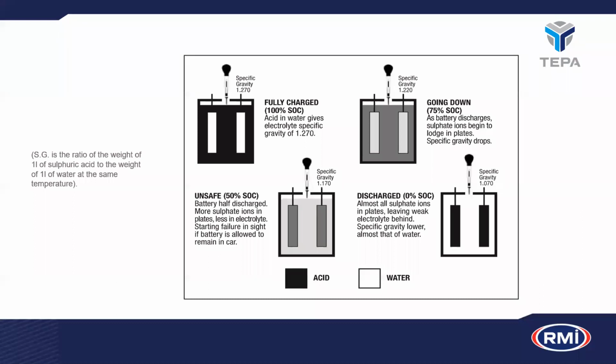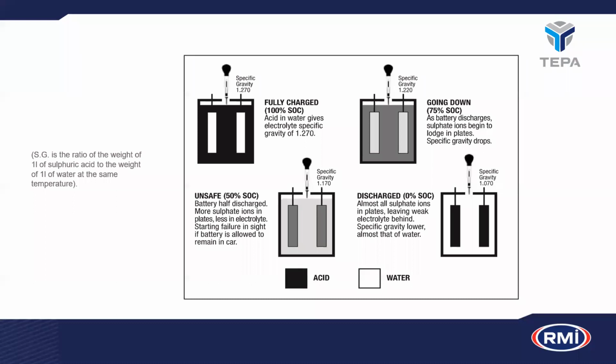So as you go down, your state of charge on the right-hand picture, specific gravity at 1.220, your sulfate ions begin to lodge in plates as the specific gravity drops, and your battery is starting to deteriorate quite rapidly.